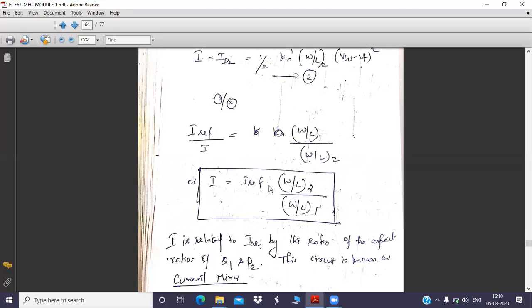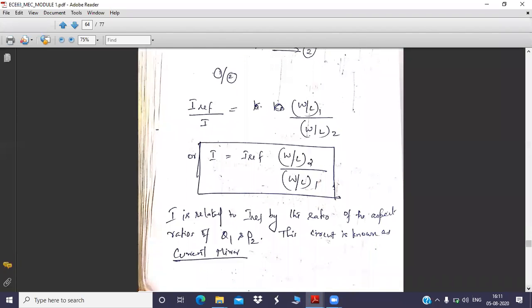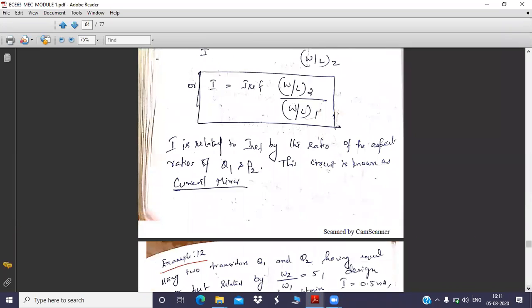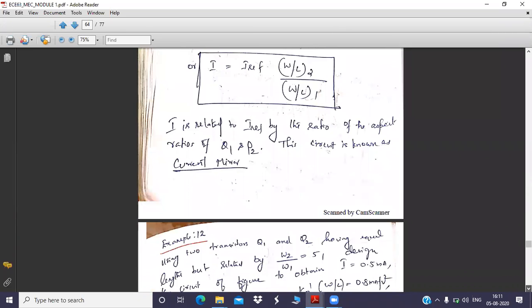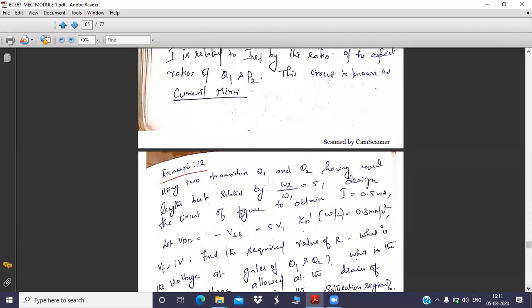Okay. So under this particular situation, you can say that you have designed a current mirror. Whenever you are able to satisfy I equal to IRF, only in that particular situation can you say that you have designed a current mirror circuit. Understood? So this is the fourth biasing circuit that we have designed.